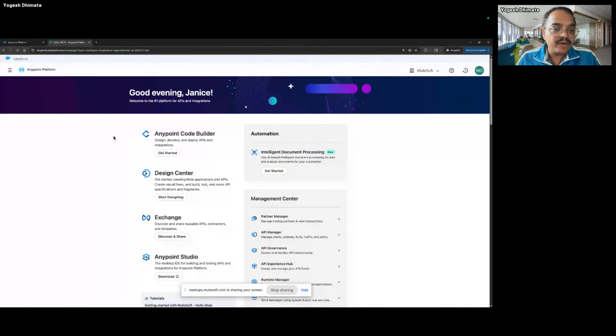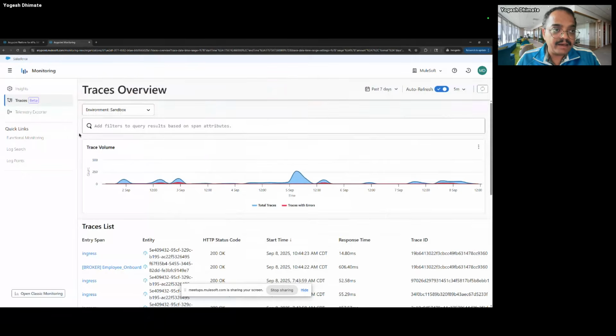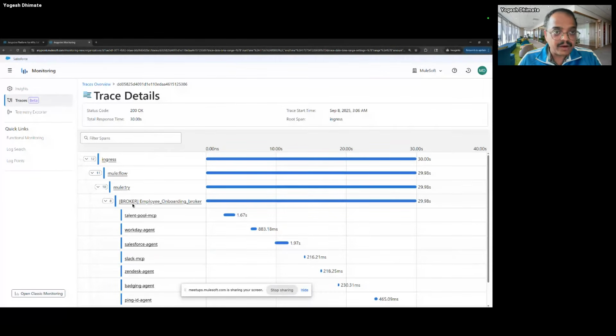Janice logs back in to the Anypoint Platform, and first, she goes to monitoring and looks at the various interactions that are happening under the hood, right? So here you can see the ingress components, the broker component, etc. That is there in the architecture. I'm interested in looking into the broker component, right? So when I click on the broker component here, it shows me the complete trace of this orchestration, right?